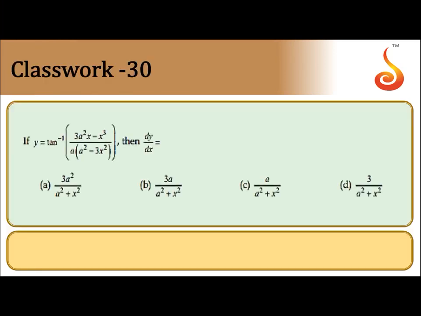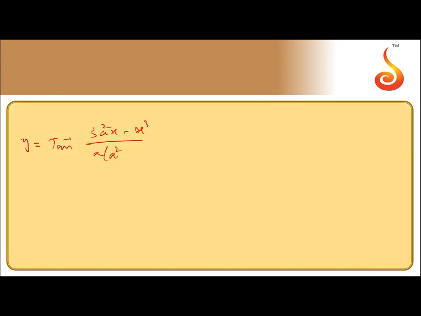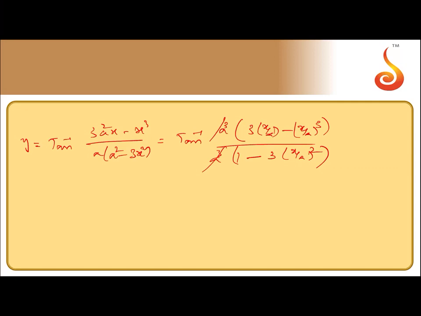Coming to the next one. y is equal to tan inverse of 3a square x minus x cube by a into a square minus 3x square. Why can't you take a cube common in the numerator and denominator? Numerator: a cube taken common, 3 times x by a minus x by a whole cube, divided by a cube multiplied by 1 minus 3 times x by a whole square. So a cube gets cancelled.